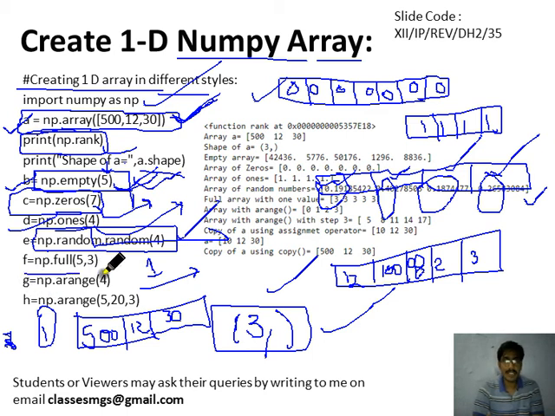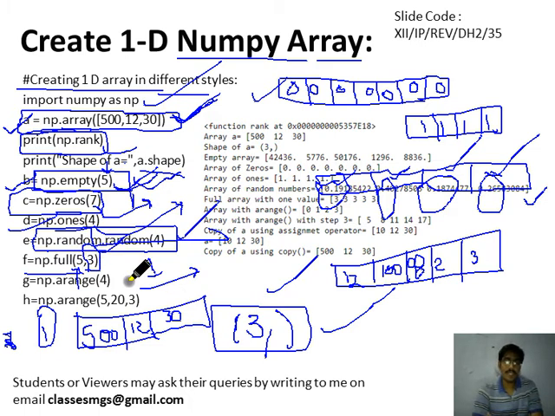Now we will see another example, np.full(5, 3). So 5, 3 means we have to create a numpy array with how many elements? 5 elements, and each value of this numpy array will be 3. So this is the question.